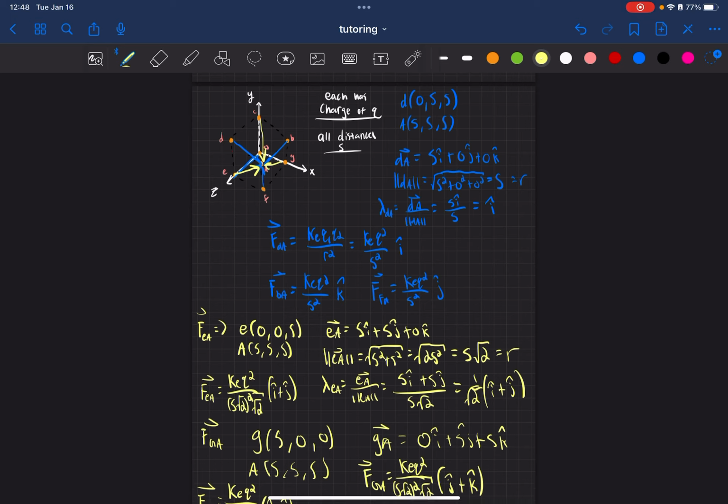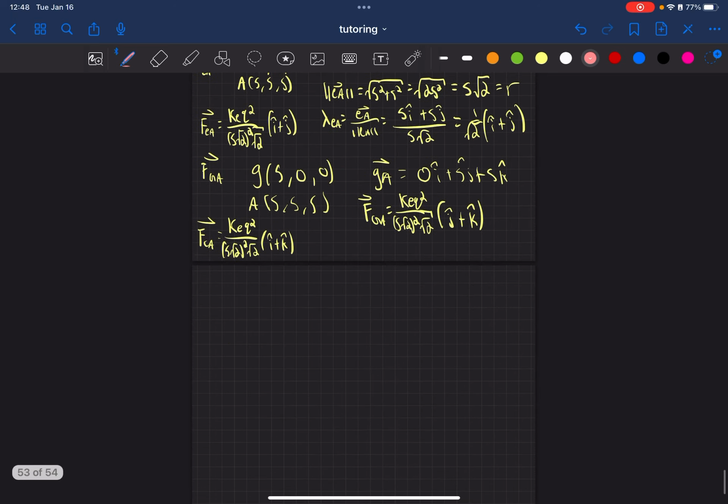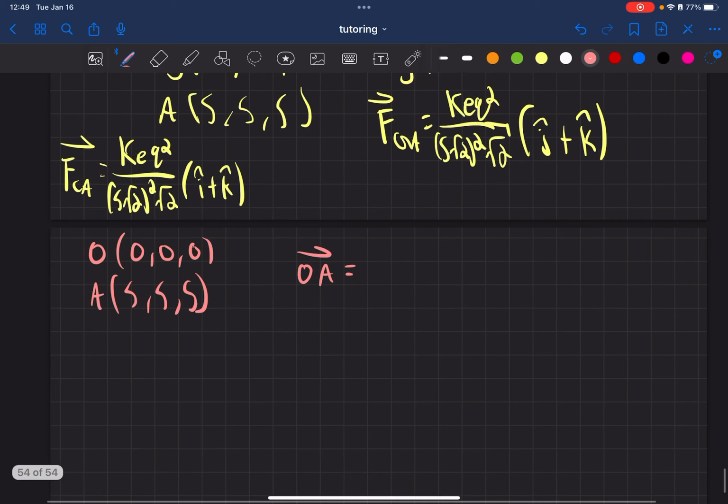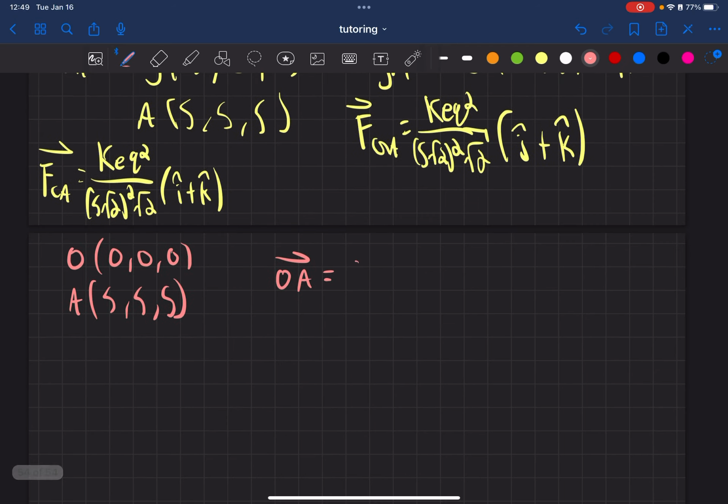So we only have one more to worry about, and that is the one at the origin, which is now in 3 directions because our origin is at point 0, 0, 0, right? And then our A is still at point s, s, s. So now that we have 0, 0, 0 and s, s, s, we take our OA, and we end up with our OA being s i hat plus s j hat plus s k hat. And then we do our magnitude, as we've done before, and we end up with the square root of 3s squared.